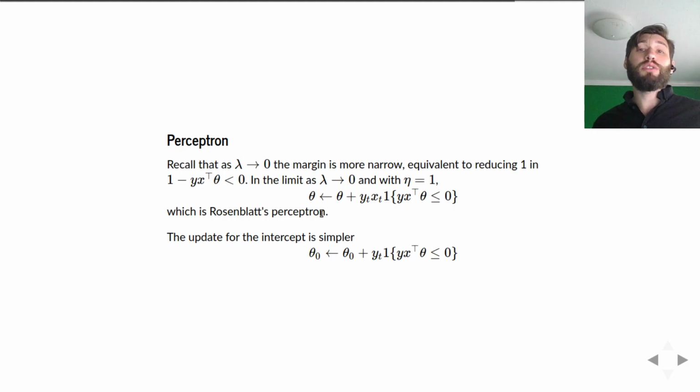And there are no additional tuning parameters here. There's no eta and there's no lambda. Lambda is 0 now. This is a simplified version of SVM's stochastic gradient descent, and it's Rosenblatt's perceptron. The update for the intercept is even simpler than this. The intercept is just this. We increase it for the positives that we were wrong about and decrease the intercept for the negatives that we were wrong about. And that makes sense.